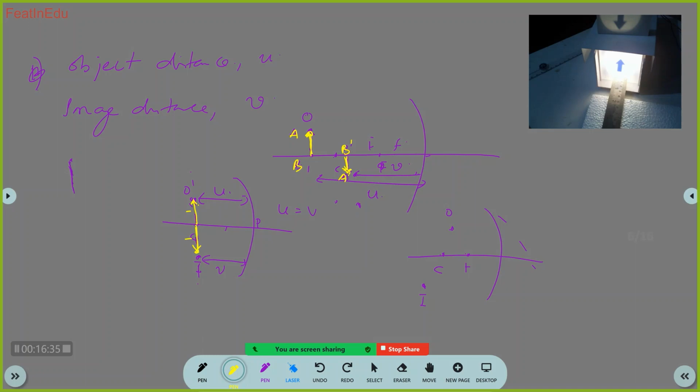That also you should see, whether it happened. That is, the image is diminished, meaning lesser than the size of the object. Now, when I keep the object between F and C, you will see that the image becomes larger than that. So the image becomes an enlarged image. Did you observe this?